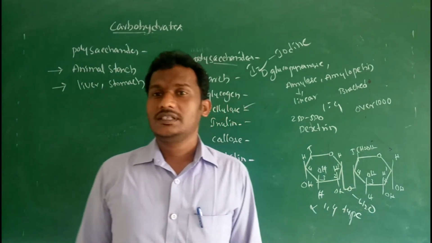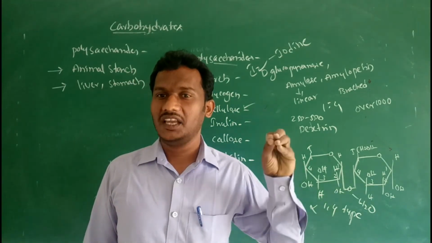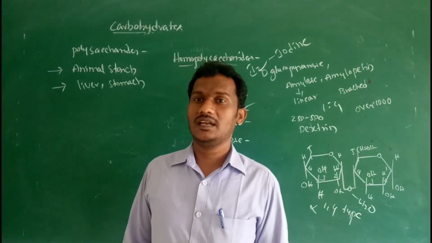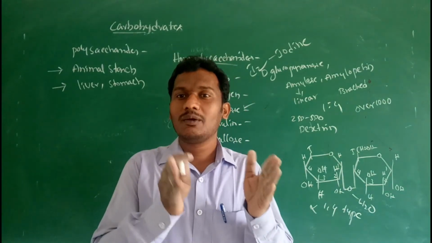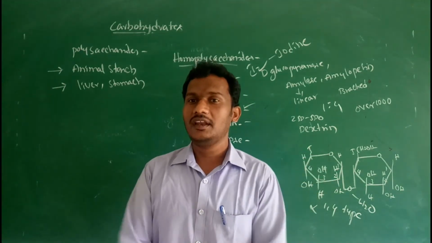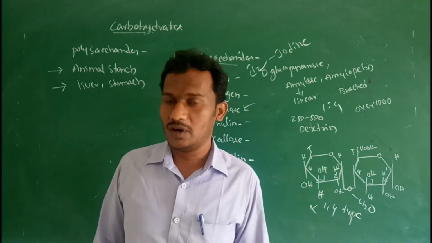So glycogen is a homopolysaccharide. That means it contains the same type of monosaccharides. So in glycogen, the same type of glucose units are present. These are joined by the glycosidic bond, by the elimination of a water molecule, that means dehydration.